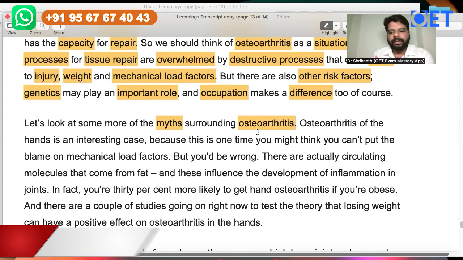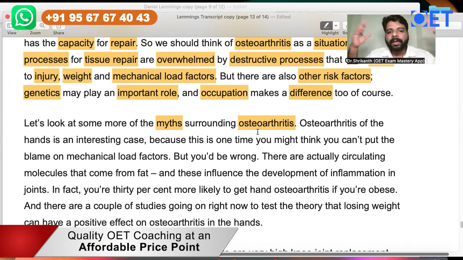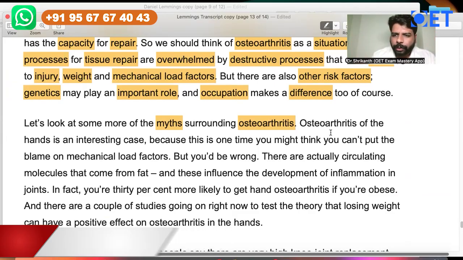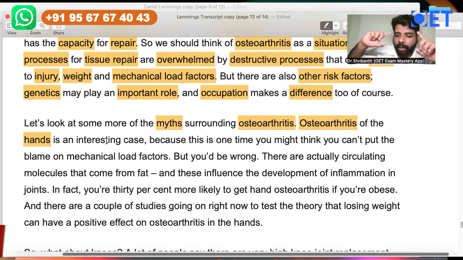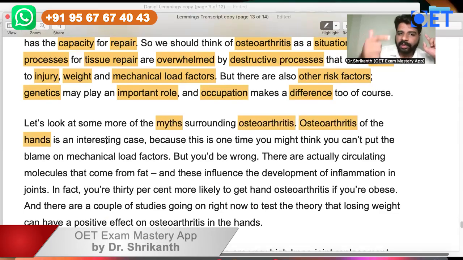Not scientific evidence regarding osteoarthritis. People are believing some kind of stories. So let's see what he's talking about now. Okay, osteoarthritis of the hands is an interesting case. Now, directly he's coming to the hands, osteoarthritis of the hands. That is in the question. Now he's saying it is an interesting case. So see, now he is talking from his perspective.